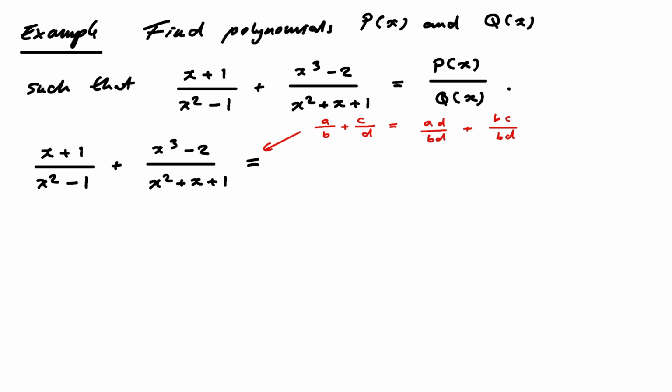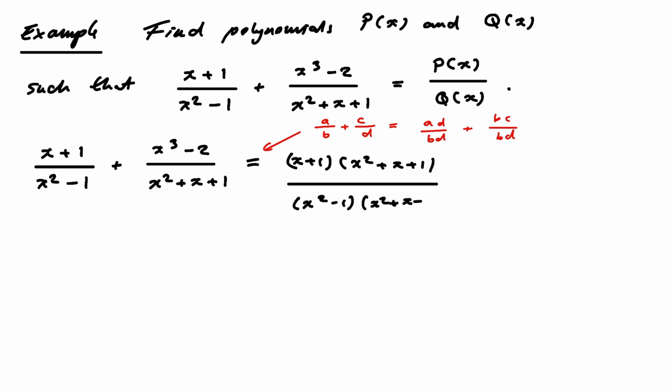The denominator's the same. So this is equal to, okay, so it would be (x plus 1)(x squared plus x plus 1). Okay, I'm going to have to deal with that. All divided by the product (x squared minus 1)(x squared plus x plus 1). And then plus what? It's going to be (x cubed minus 2)(x squared minus 1), divided by, same deal again, (x squared minus 1)(x squared plus x plus 1). So I've written the top one backwards, it doesn't make any difference. A times b is b times a.